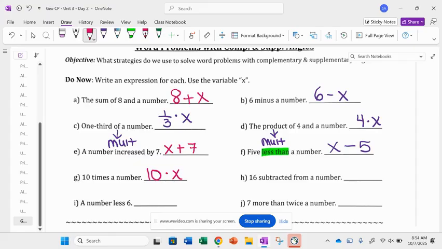All right, subtracted from. From is another flip-flop word. Subtracted from. 16 subtracted from a number. So that subtracted from, another flip-flop word, means I'm going to put the minus sign. Whatever's written before the minus comes after it, and whatever's written after comes before it. So it's x minus 16.